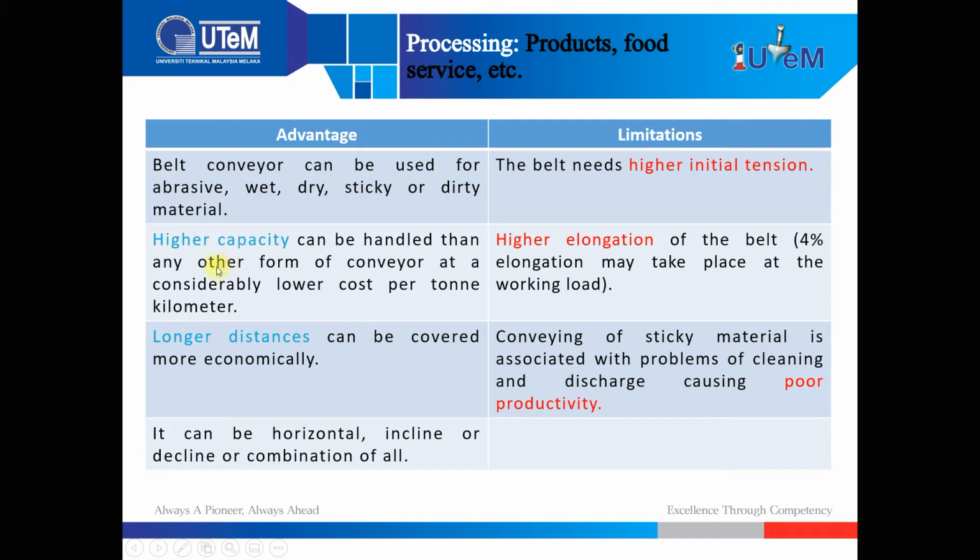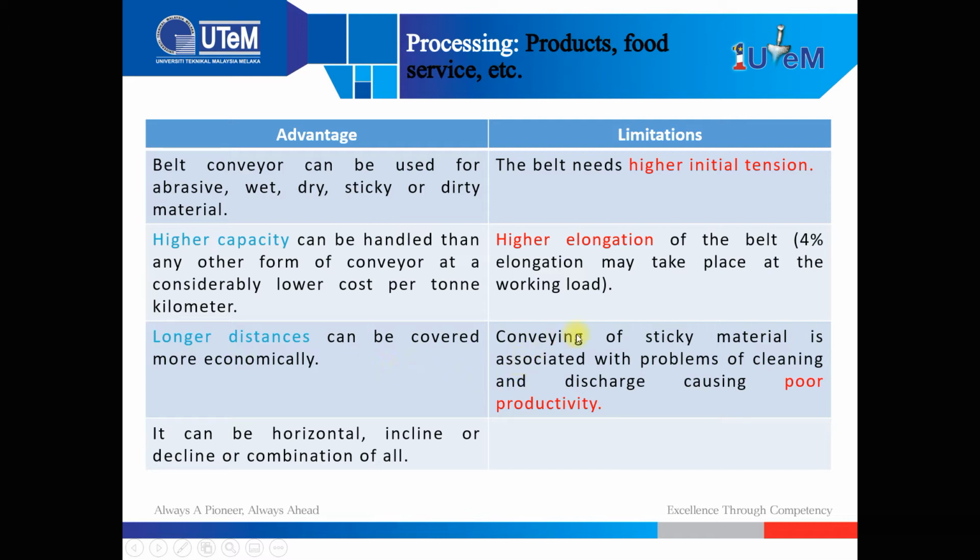For the advantage, another point is higher capacity can be handled than any other form of conveyor at a considerably lower cost per ton kilometer. But for its limit, higher elongation of the belt, where 4% elongation may take place at the working load. So there is an advantage in higher capacity, but when we use the belt conveyor with higher elongation, 4% elongation may take place at the working load. And then another point of advantage is longer distances can be covered more economically.